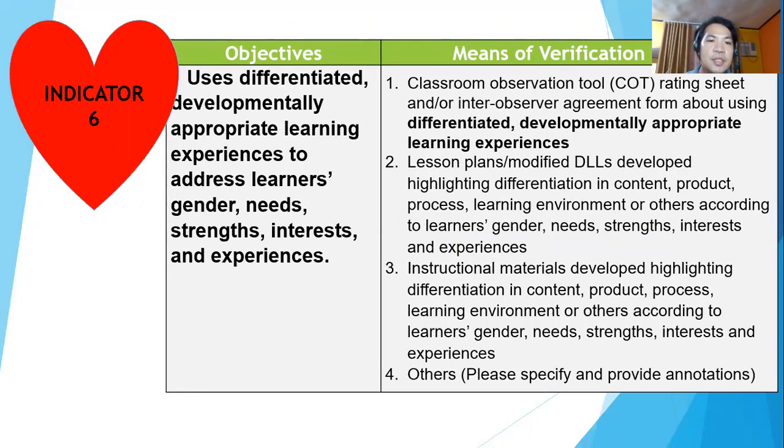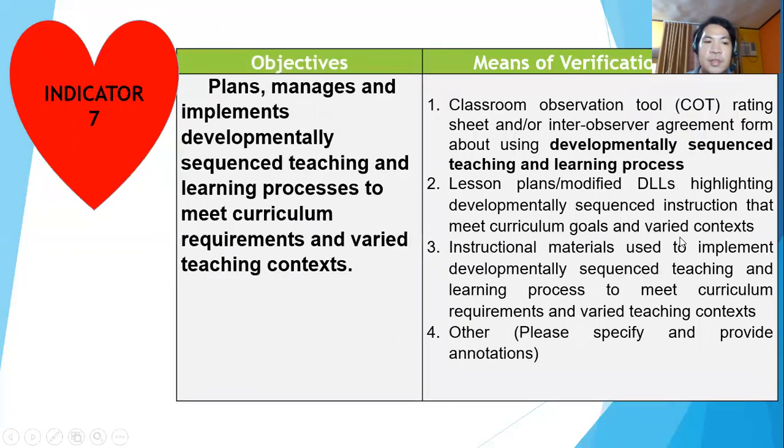Indicator number 6 uses differentiated, developmentally appropriate learning experiences to address learners' gender, needs, strengths, and interests, and also their experiences. COT rating sheet about using differentiated, developmentally appropriate learning experiences. Next, lesson plans or DLL, instructional materials, and others.